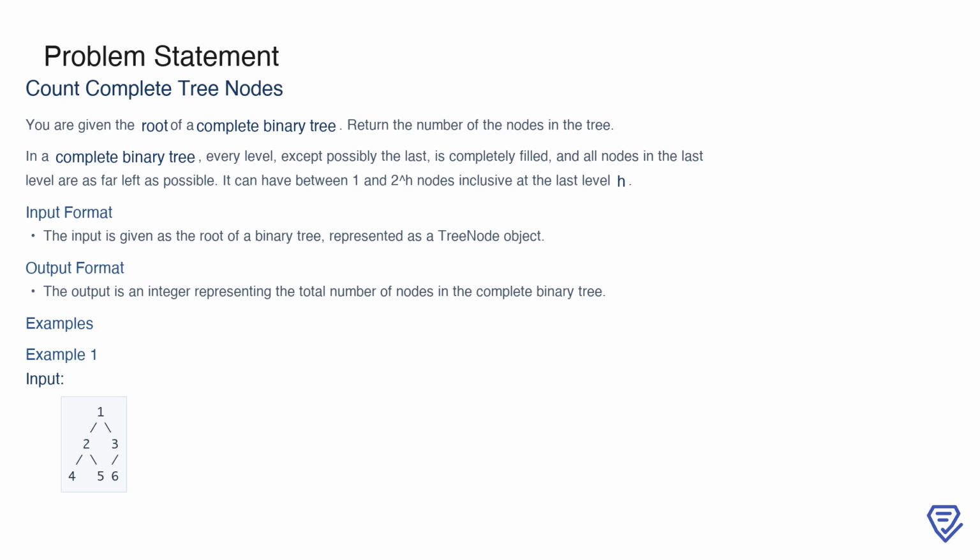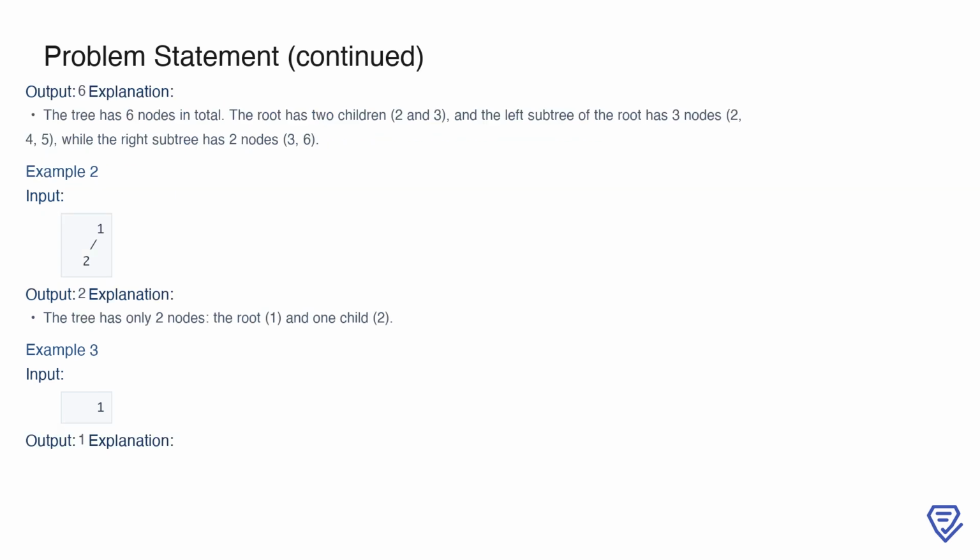The input will be provided as the root of the tree, represented by a tree node object. Your task is to return an integer that represents the total number of nodes in this binary tree. Let's look at some examples to better understand the problem.